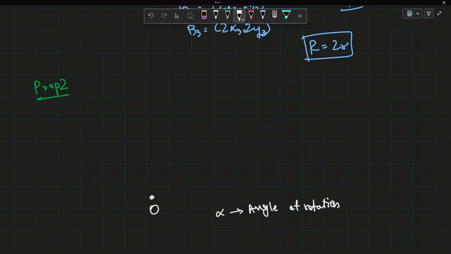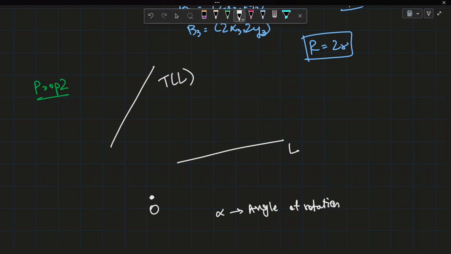Alpha is the angle of rotation. And suppose we consider a line. Okay, so suppose this is the line L. So what happens to the points in this line under the rotation alpha? Okay, so what happens is this line basically gets transformed to another line, say T of L.